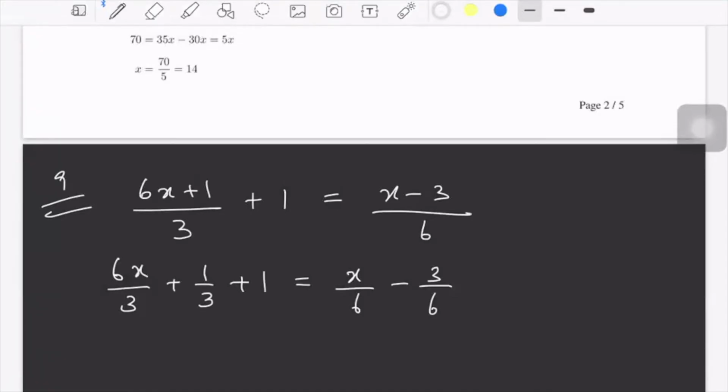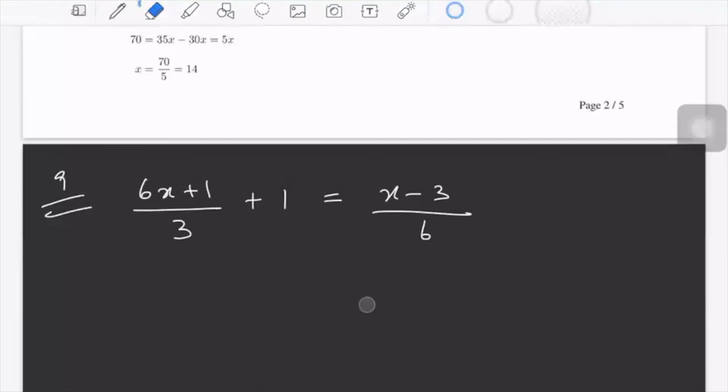I've split the numerator. So it becomes 6x divided by 3. Next term is 1 by 3. Similarly on the RHS. So you can do it this way. We're not doing that. The second approach is, as we just discussed, get rid of the denominators.